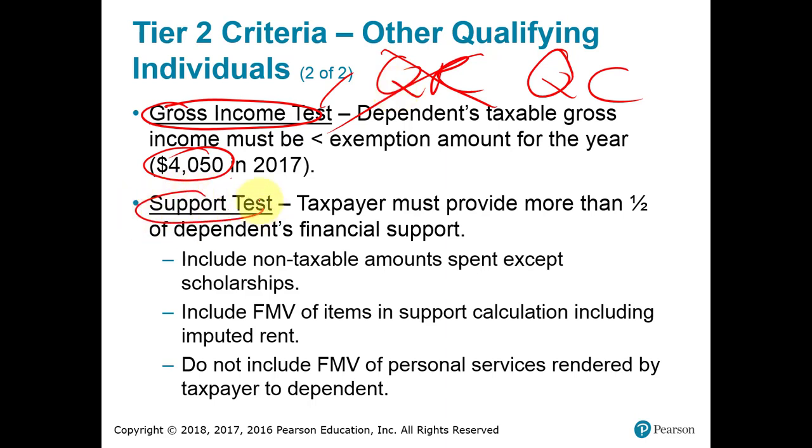Here's the support test for qualifying relative. That's different from the support test for qualifying child. Now we're looking at the more logical thing, whether the taxpayer supports the dependent, pays for more than half of the dependent's costs. And again, the key one here, the main one typically is the housing. And it doesn't just have to be mortgage or rent being paid, but some make-believe here, they call it imputed amount of value of that housing.